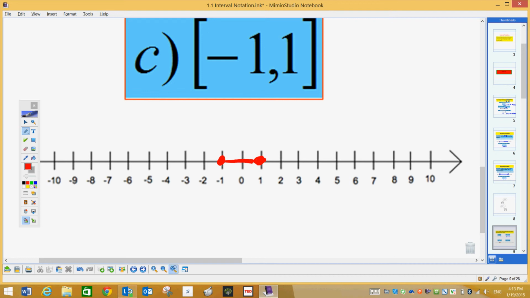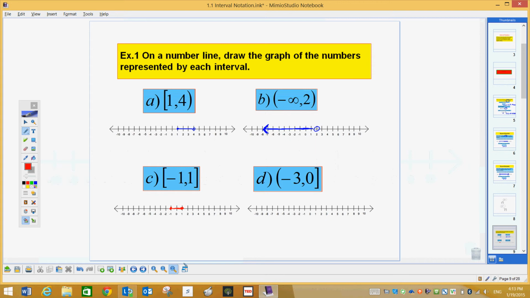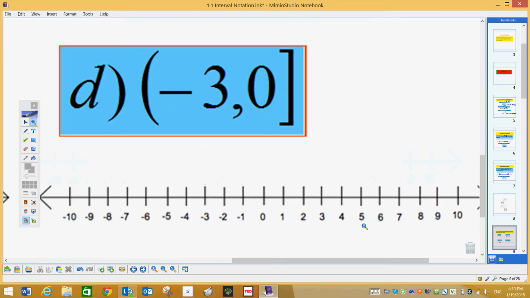I think you're probably getting the gist of this, but just to finish off, we'll look at question D. In question D, we're going from negative 3 to 0, and we are not including negative 3, so it'll be an open circle at negative 3, a closed circle at 0, and we're shading everything in between.